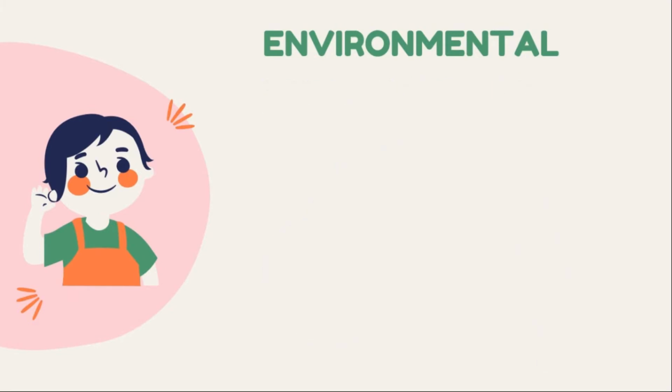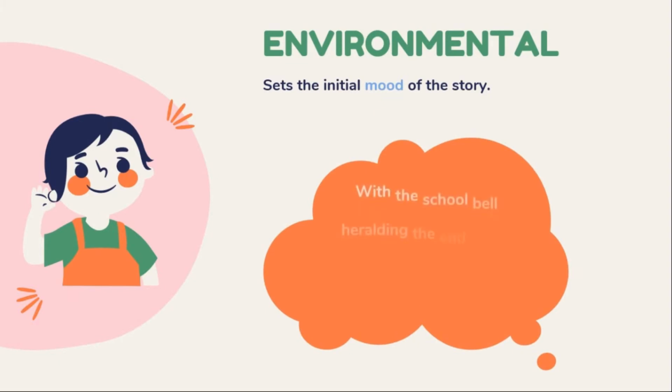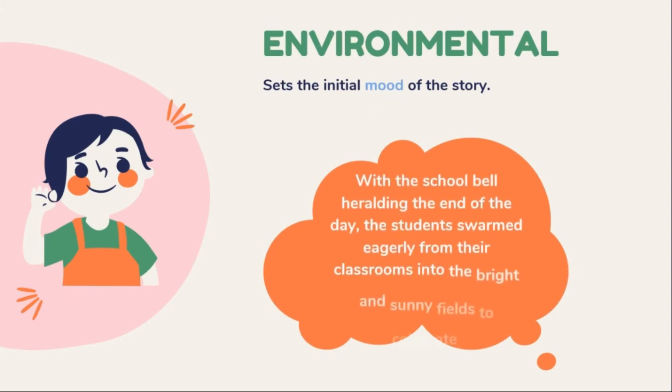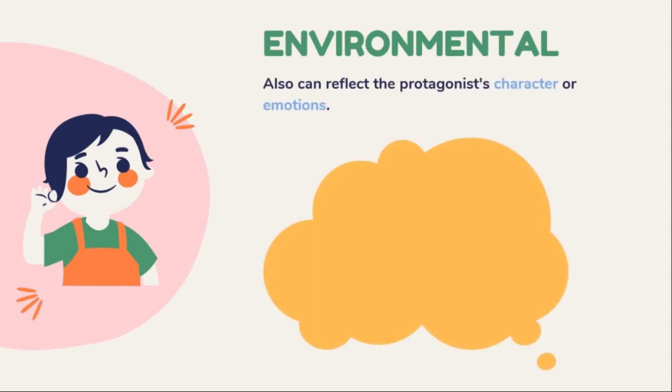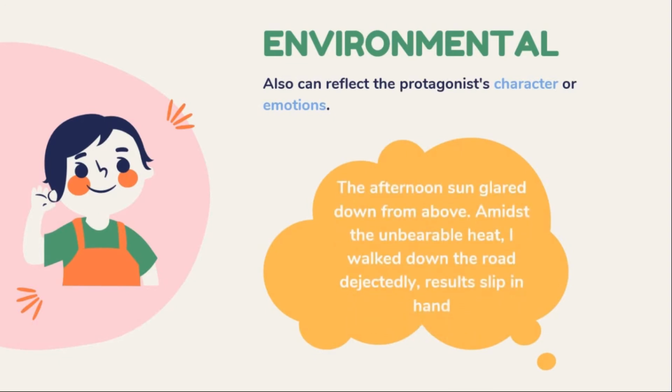This style of intro can also be used to set the mood of the story. This intro, for instance, uses the description of an after-school setting to create a happy and cheerful tone. Descriptions of the environment can furthermore be used to reflect the protagonist's character or emotions. The hot afternoon sun, for example, is used to reflect the protagonist's downtrodden emotions after receiving their exam results.